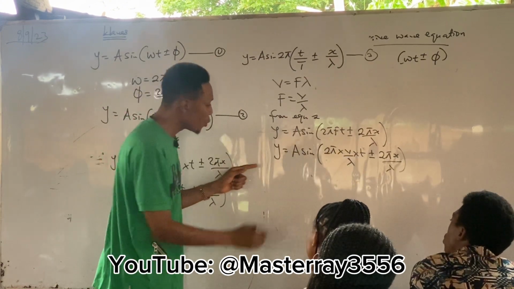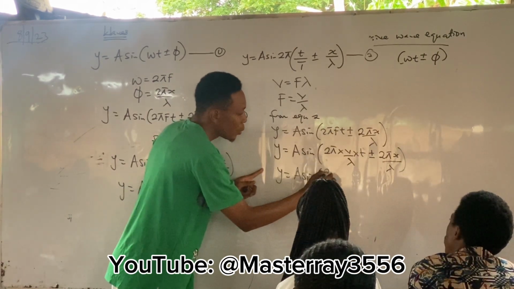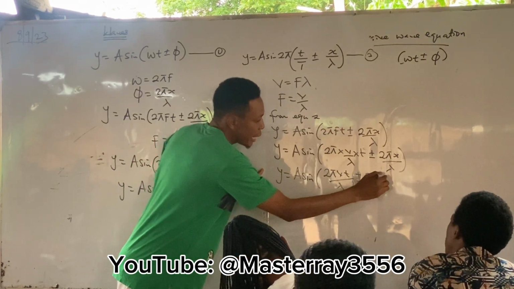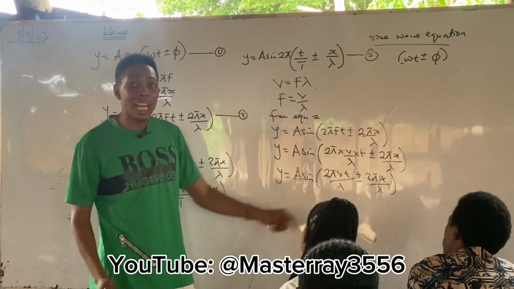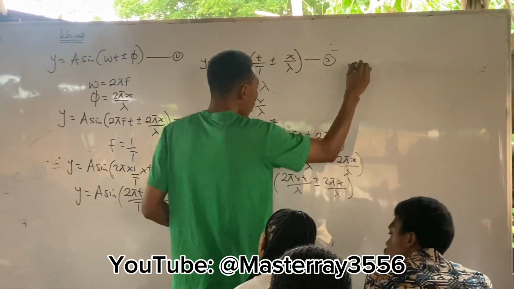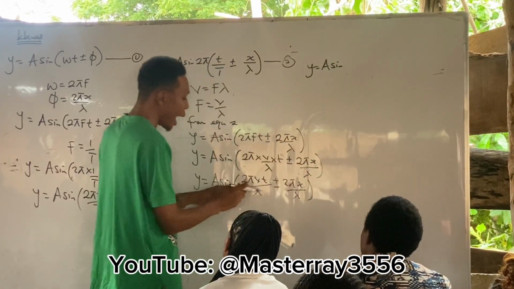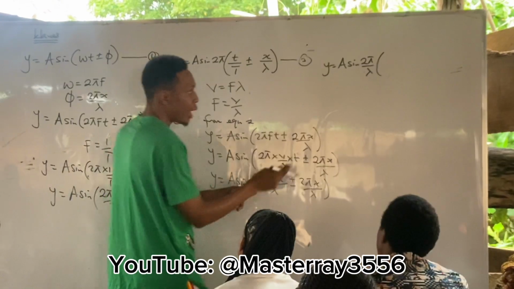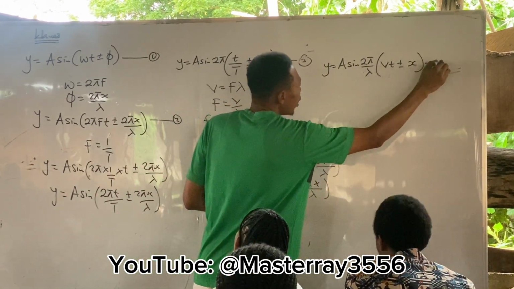So from there, we have y equals a sine bracket 2 pi v t over lambda, then plus or minus 2 pi x over lambda. So what's common here? 2 pi over lambda is common, right? If you bring out 2 pi over lambda, what will be left here? We will be left with vt, plus or minus x.